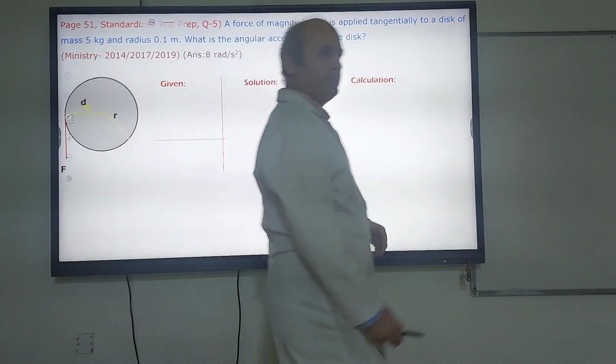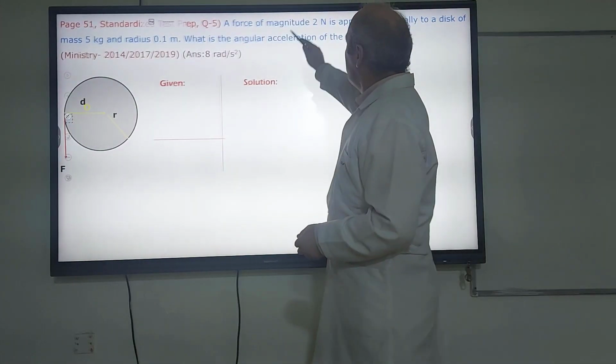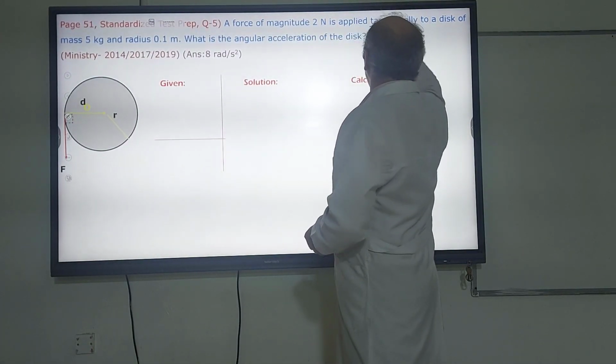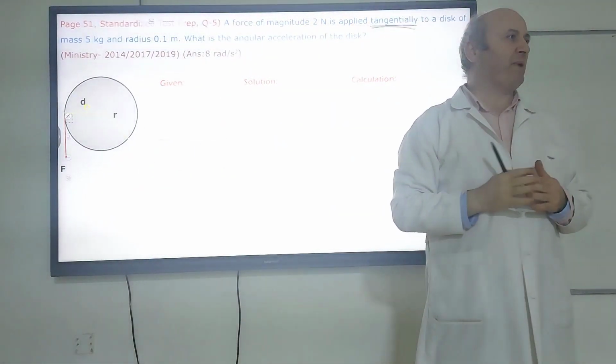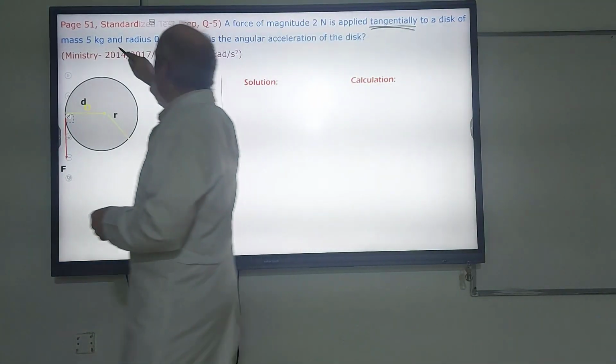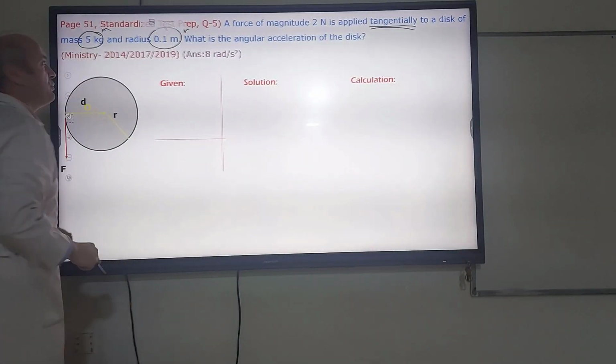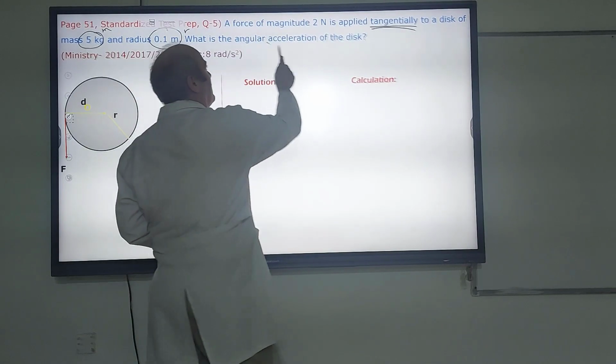Then, a problem. This is the one which is asked frequently. A force of magnitude 2 Newton is applied tangentially. You know, a tangent line is perpendicular to the radius. To a disc of mass 5 kilogram and radius 0.1 meter. What is the angular acceleration alpha?